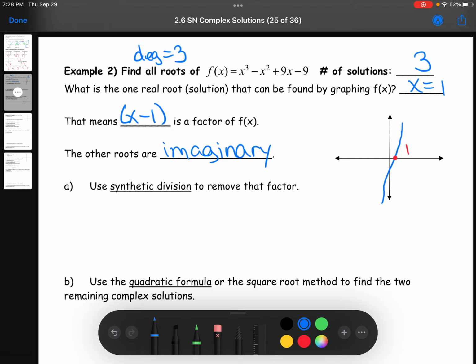Now, what we do from here is we want to divide out that factor of x minus 1. To divide that out, we'll use synthetic division. From the original function, no powers were skipped: 1, negative 1, 9, negative 9. We're dividing by x minus 1, so we put a positive 1 on the outside. Bring down your first coefficient, it's a 1.